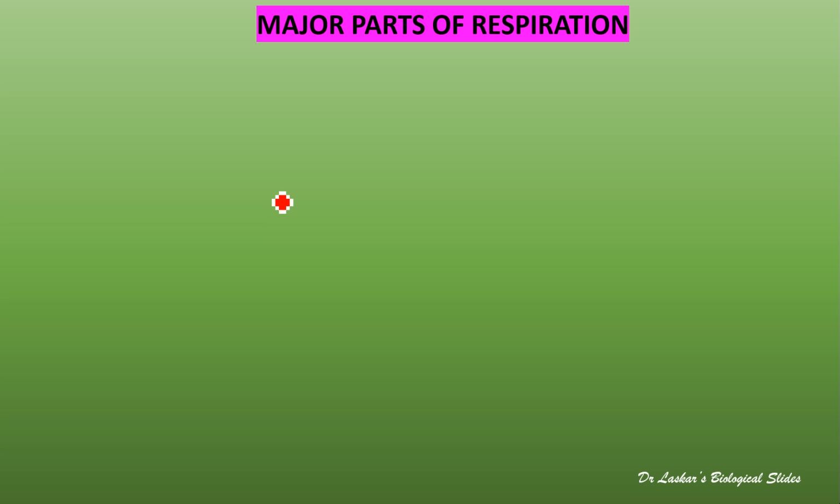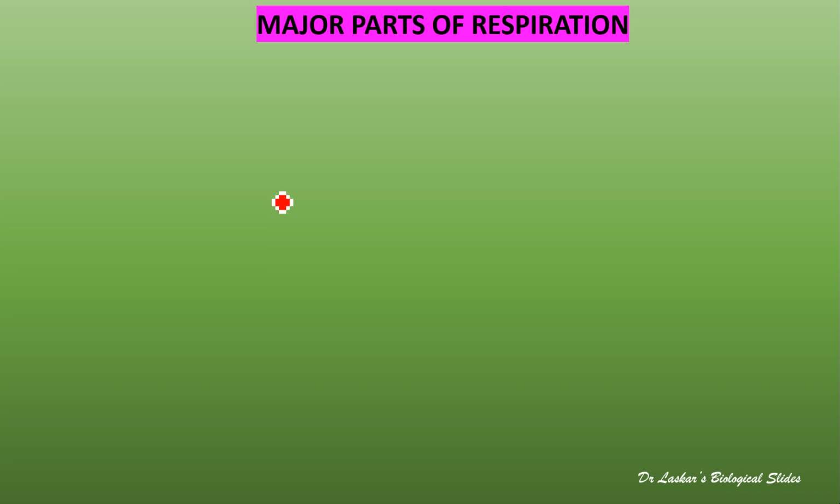Hello students. So today through this video I'm going to discuss the major parts of respiration. Respiration is the process through which glucose molecules are mainly broken down by the oxygen which we inhale through our nose from the atmosphere. And this respiration is the chemical process of releasing energy by breaking down glucose for carrying out life processes.